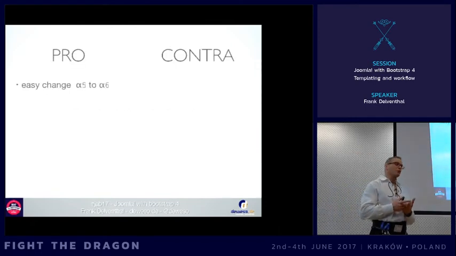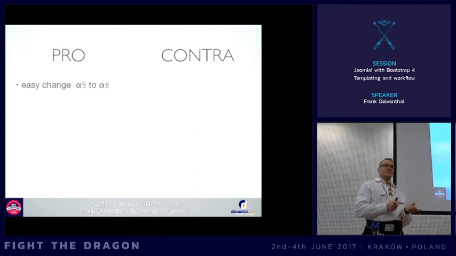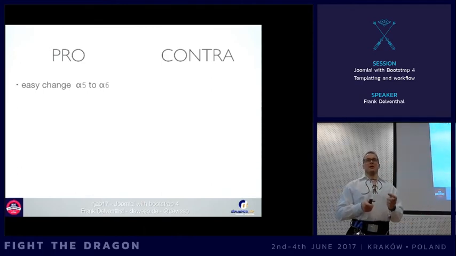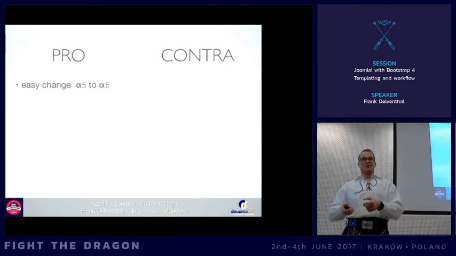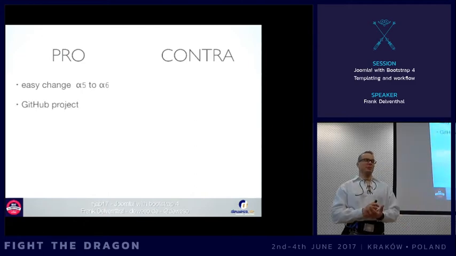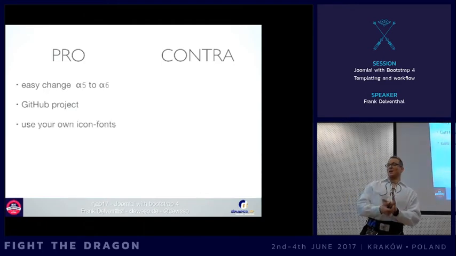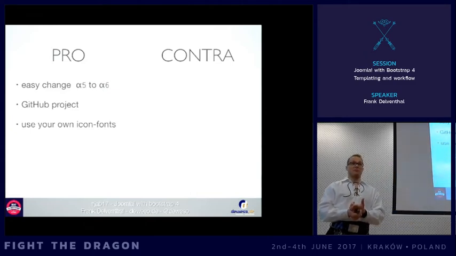So, what's pro for using Bootstrap 4? The changes that have been done seem to be implemented more and more easily. So from 4 to 5 to 6, the changes to implement them were easier and made it more stable. It's a GitHub and open source project, so you can get involved and you have the source files and you can just fork it and do whatever you want with it. You can use your own icon fonts, yeah, which is pretty easy to implement.